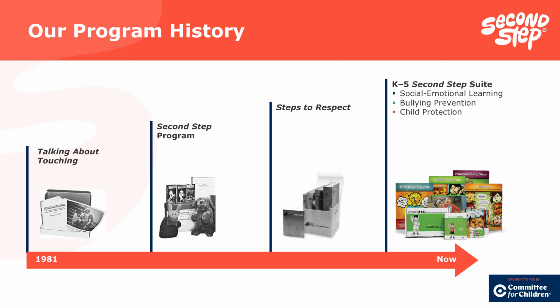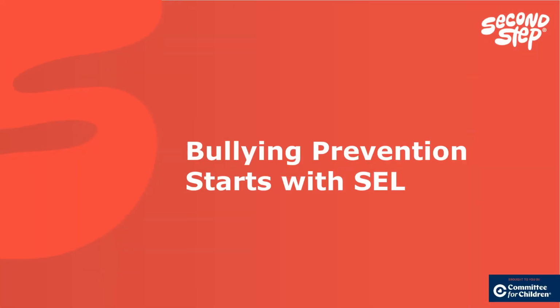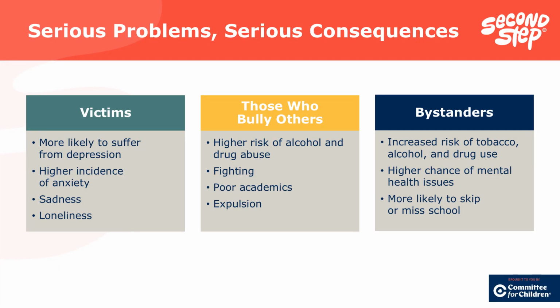So as we revised and created the newest edition of Second Step that came out in 2011, we decided that many schools would like and were already trying to address all three issues, which brings us to the Second Step suite: social emotional learning, bullying prevention, and child protection. So today we're going to take a look at how bullying prevention really starts with social emotional learning. And I'd like to start off by playing a video for you.